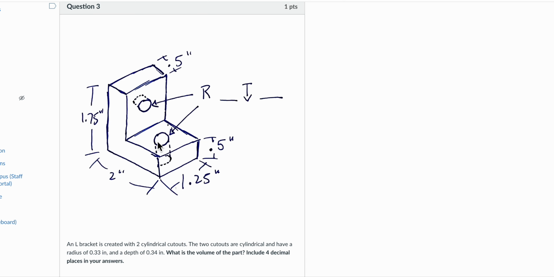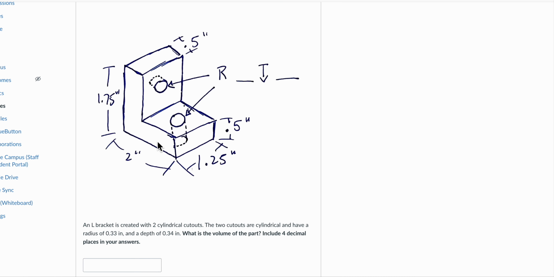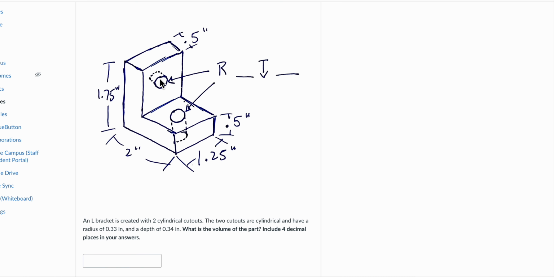We're going to be going over calculating the volume of this composite part. Now this part, as you can see, we have a rectangular prism up here. We could kind of break that down to a rectangular prism up on the top, then a rectangular prism down here on the bottom. Then you can see that we also have two cylindrical cutouts as well.